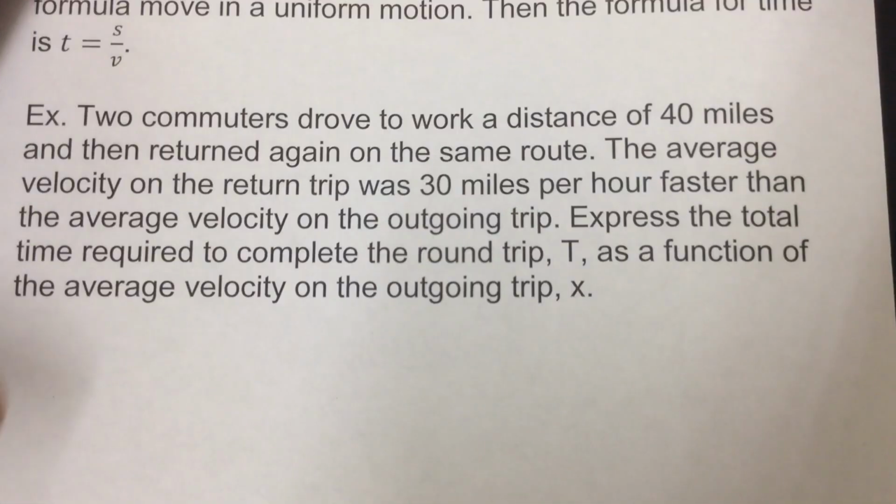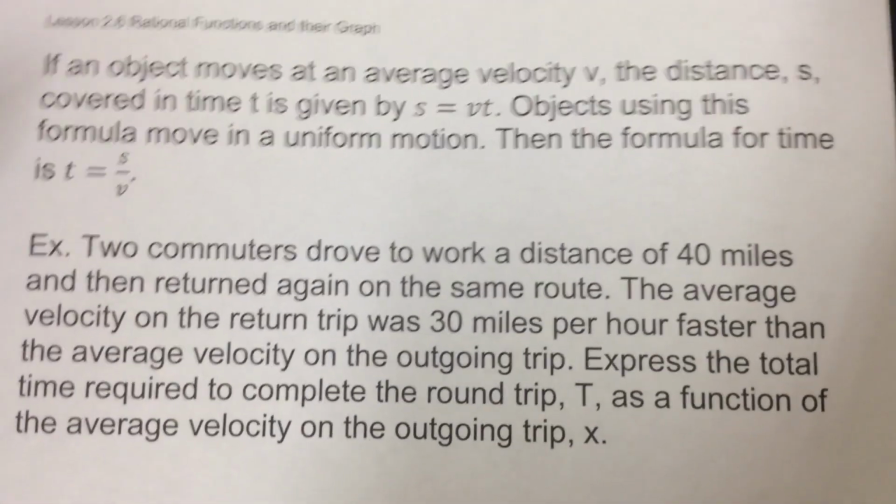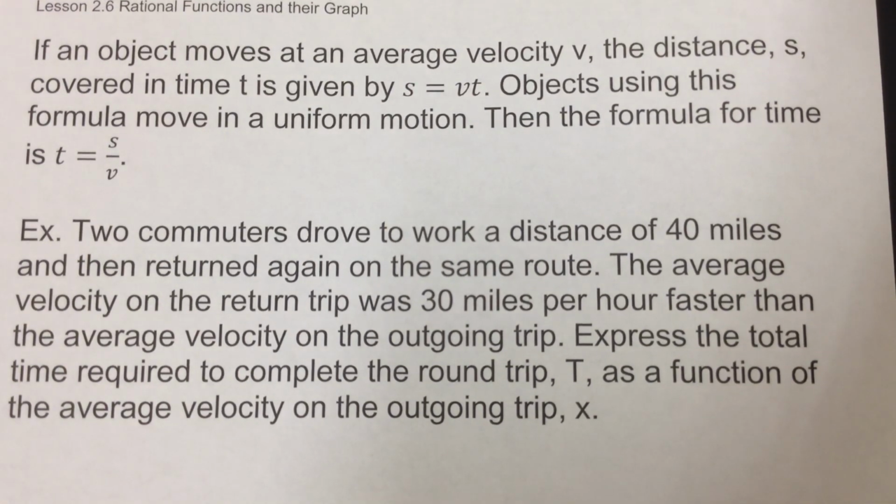Now we put one more thing in this. So last example, then we're done. So if an object moves at an average velocity v, the distance s covered in time t is given by the equation s equals vt. So s, position, equals velocity times time. Objects use this formula to move in a uniform motion. Then the formula for time is t equals s over v. So if we were looking for time, all we did was divide the v over.